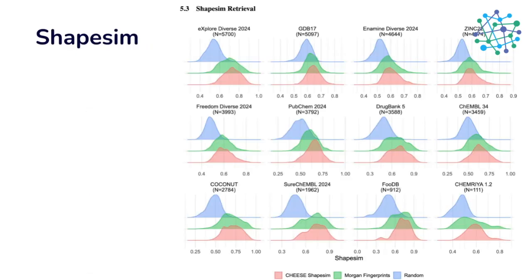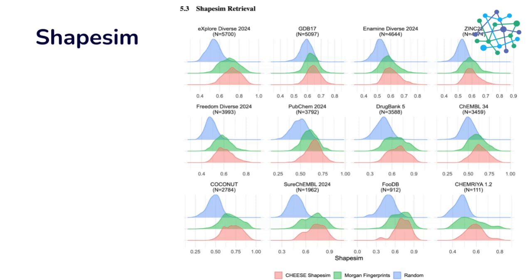And if you do this 100 times on all 12 of these databases and average the ground truth ESP-SIM and ShapeSIM values over all the queries, you will obtain distributions like this, where the more it moves to the right, the higher the retrieval, in contrast to just sampling random molecules from the database. We can see that while CHEESE was trained only on ZINC, it definitely generalizes to all the other databases, and in all of them it's significantly better than random.